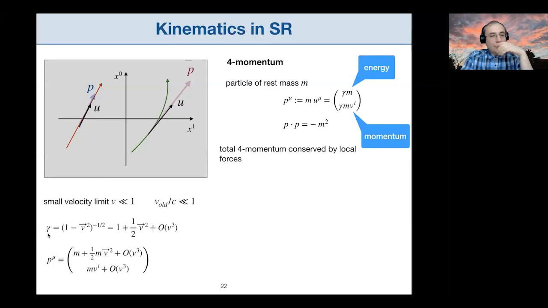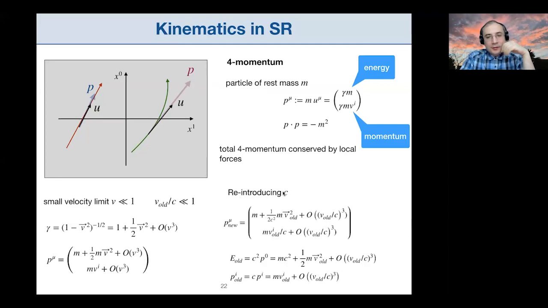In that case, gamma, or the Lorentz factor, can be approximated as 1 plus half of velocity squared plus higher order terms. And we can write p^0 as mass plus 1/2 mass v squared plus higher order corrections of the order of v^3. And the momentum is simply m v^i plus O(v^3). This begins to look a little bit like the kinetic energy and the standard momentum.